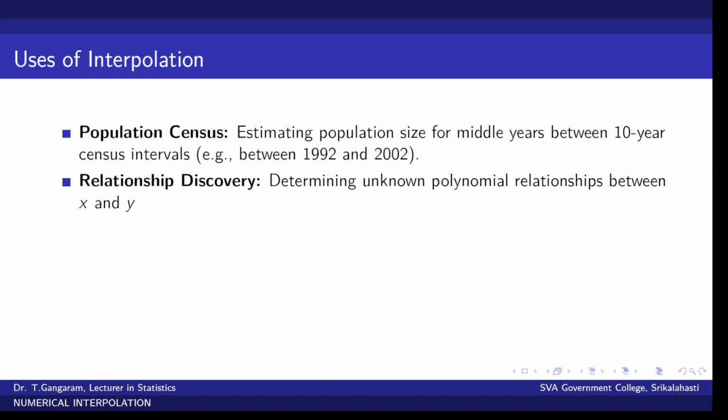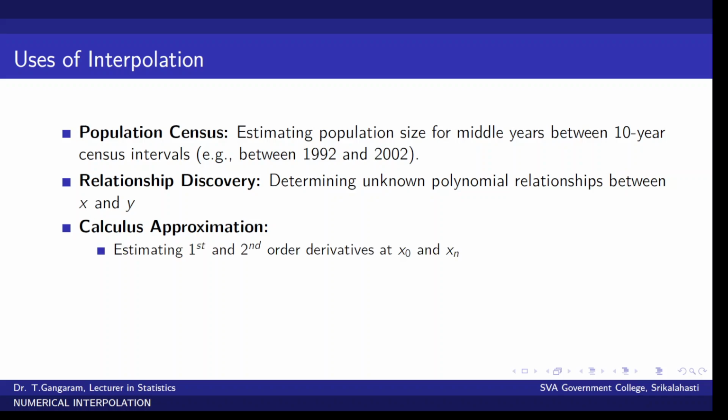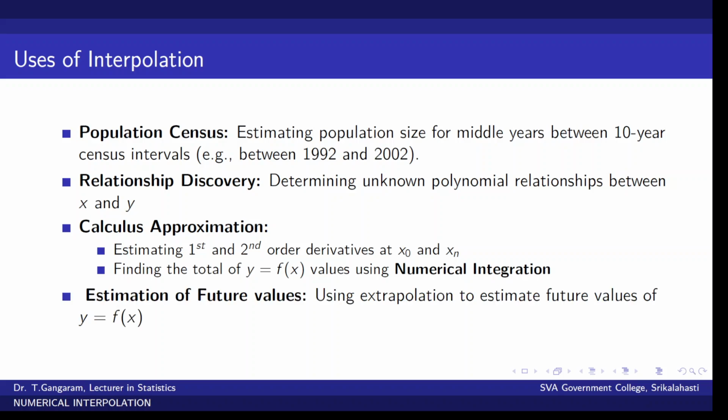Relationship discovery: we can find the polynomial relationship between the values x and y. Calculus approximation: we can estimate first and second order derivatives at the beginning and at the end of the given x series. For finding the total of y for the given f of x values, we use numerical integration. Estimation of future values: for estimating future values of y is equal to f of x, that is extrapolation, we can use it. These are the uses of interpolation.